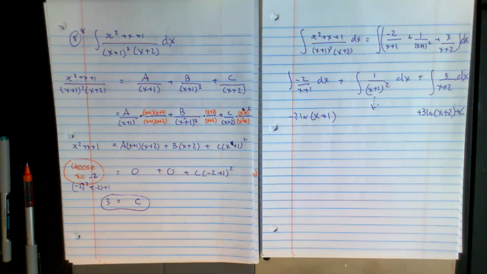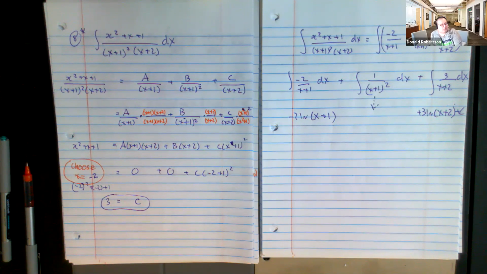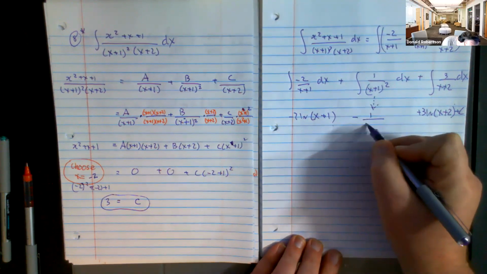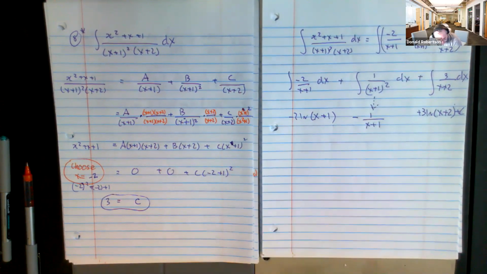Evan? U sub. U sub of x plus 1 would work. Any other way? That works perfectly fine. Any other way of doing it? Okay, well, assume that you did it by U sub, you get -1 over x plus 1 when you're finished.